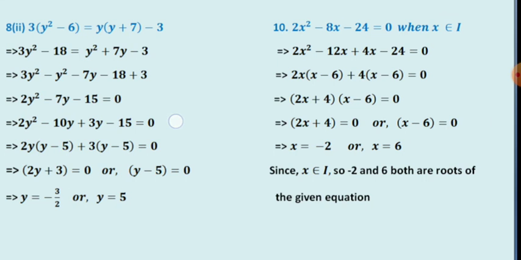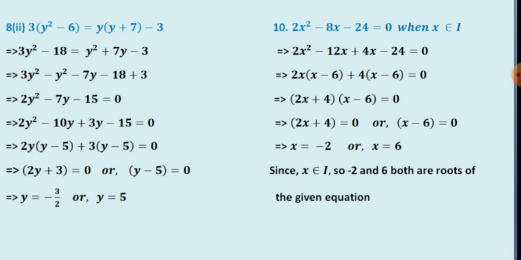Now taking the first two terms, we will take 2y common. In the bracket we have y minus 5. Again from the third and the fourth term, we'll take plus 3 common. So we have y minus 5, which is equal to 0. So one of the terms is 2y plus 3 equals 0. Therefore y equals minus 3 by 2. Another term is y minus 5 equals 0. Therefore y is equal to plus 5.